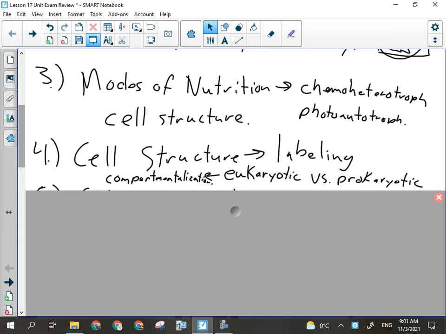Also, don't forget about this term, compartmentalization, and eukaryotic versus prokaryotic. Eukaryotic cells have compartmentalization, that is, they have a nucleus and other membrane enclosed organelles. They're the only kinds of cells that we dealt with. Prokaryotic cells are bacteria. They don't have any membrane enclosed organelles. As long as you know the difference, that's the big thing. Eukaryotes have compartmentalization, which means membrane enclosed organelles, especially a nucleus.